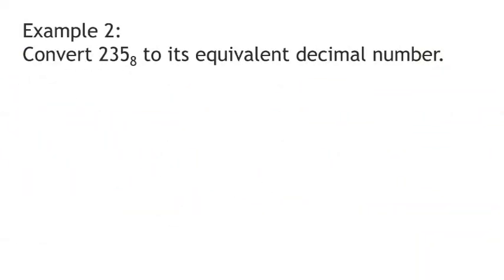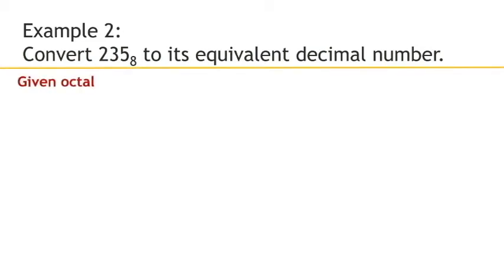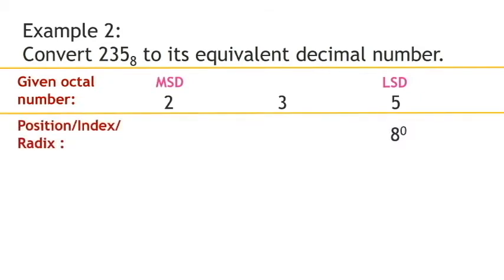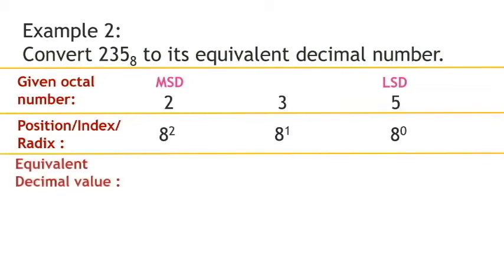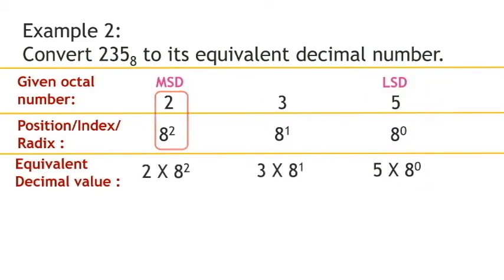Convert 235 to its equivalent decimal number. The given octal number is 235. The positions: 5 is the LSD, 2 is the MSD, so 5 is at the 0th position. 8 raised to 0, 8 raised to 1, 8 raised to 2. Multiply the digits with their positional weightings: 5 into 8 raised to 0, 3 into 8 raised to 1, 2 into 8 raised to 2. Add all these results of multiplications.